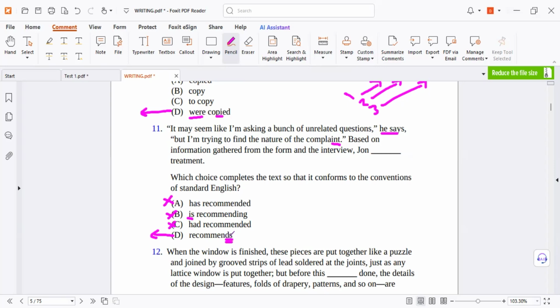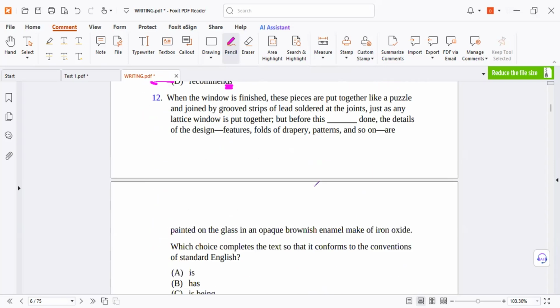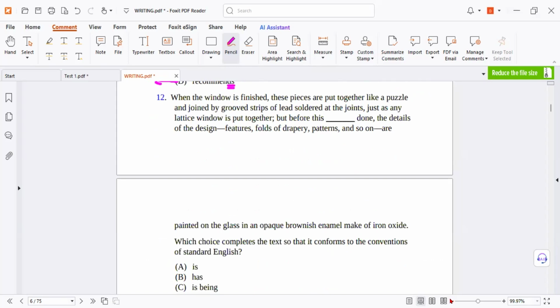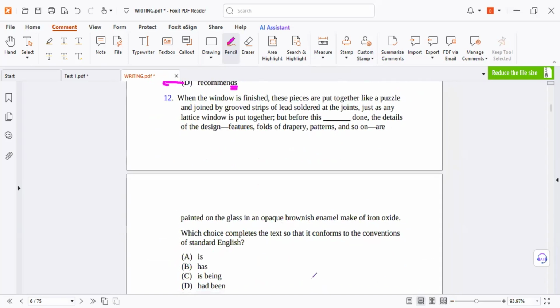And it's not about parallelism. You don't think like "he says and John recommends." So the reason is very important. Right? Okay, number 12.